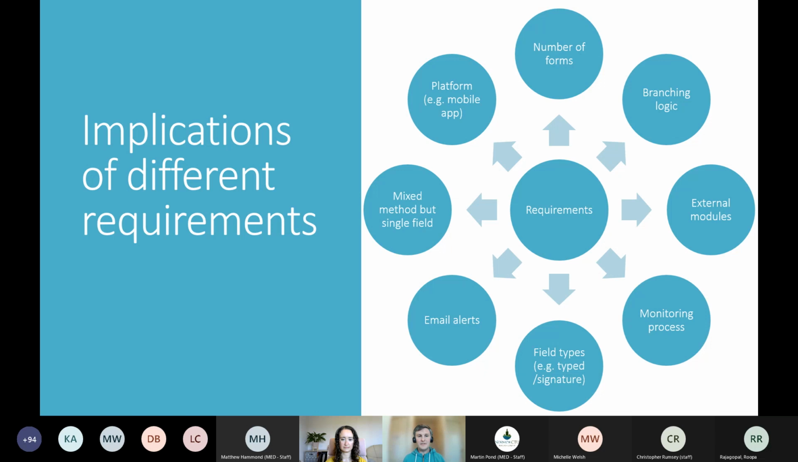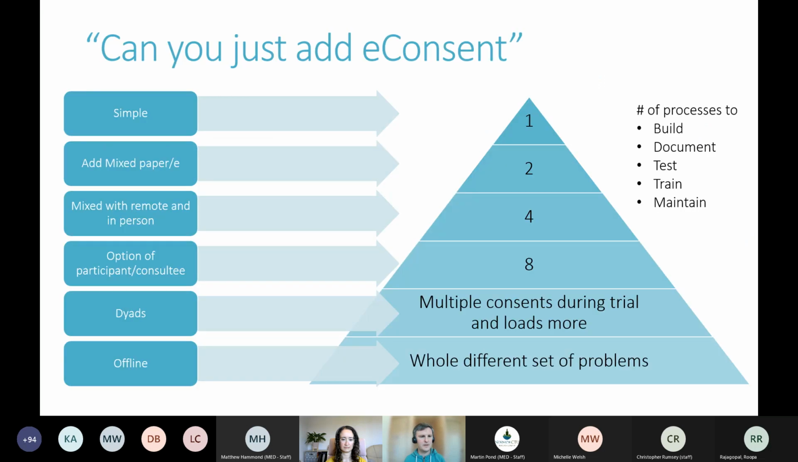So yeah, these requirements all have implications. I won't go through all of these now, but just things as simple as the number of forms you'll need, or the branching logic that you'll need, through to which external modules you might want, what your monitoring process will be, etc., etc. So we'll leave the slide in here as a reference point. And another big implication is in terms of time and effort required to build, document, test, train your staff and maintain this system once it's built.